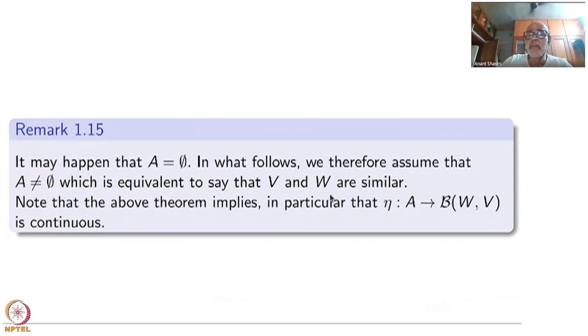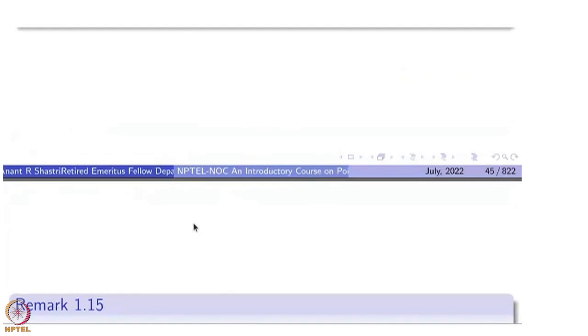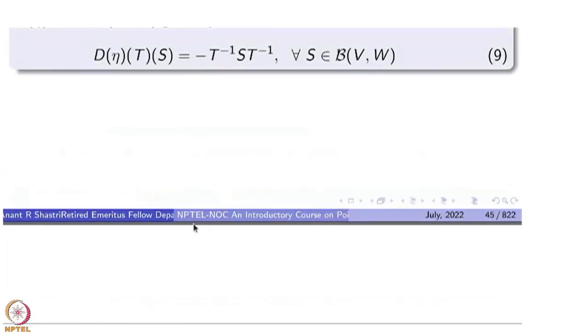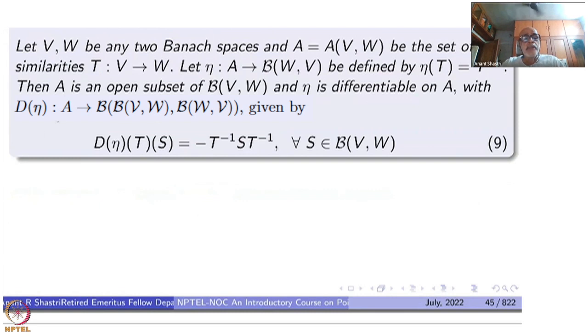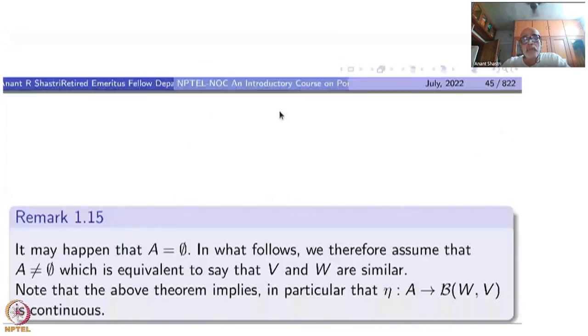That's a non-trivial assumption. Okay, the above theorem implies in particular that eta is continuous, because we have already remarked that any function which is differentiable at a point is continuous at that point. So we are going to prove that this eta is differentiable on the whole of A. Therefore, it is continuous on the whole of A, which is not stated here, but it is an easy consequence of that. So we will use that also.